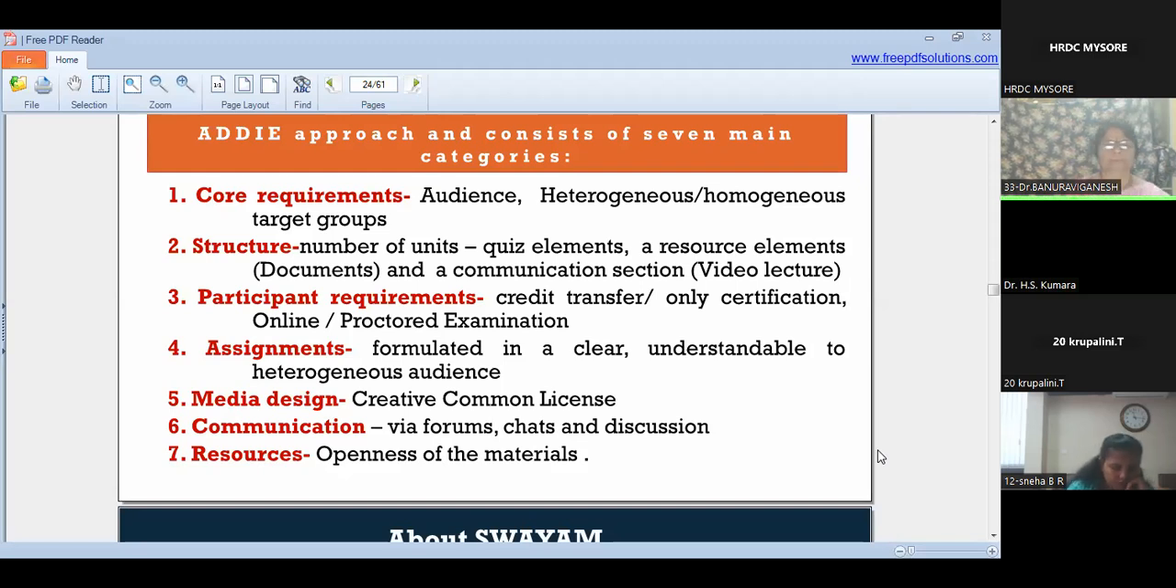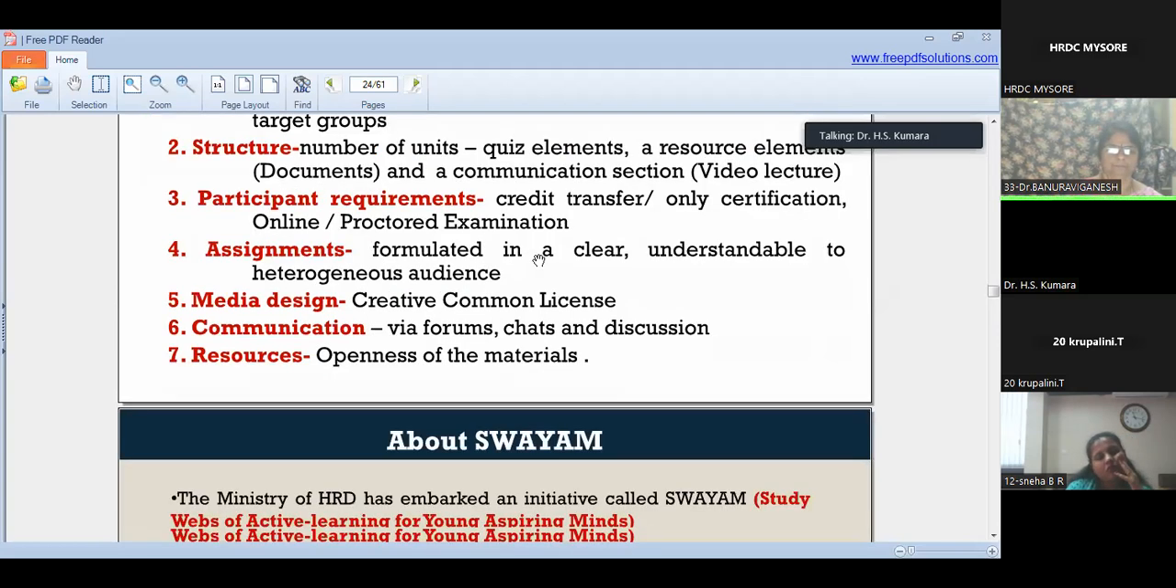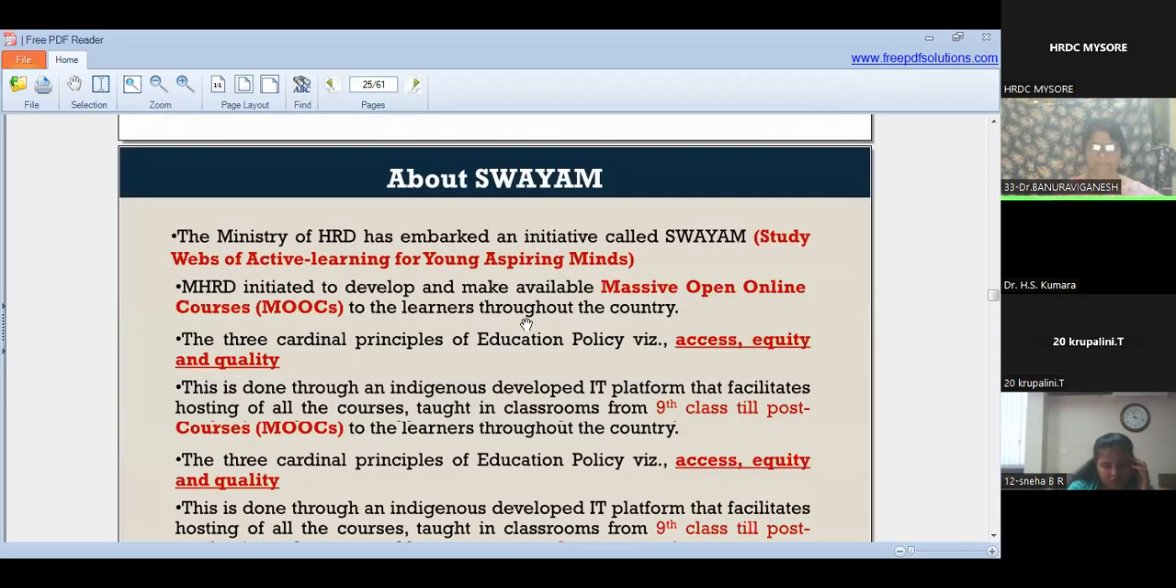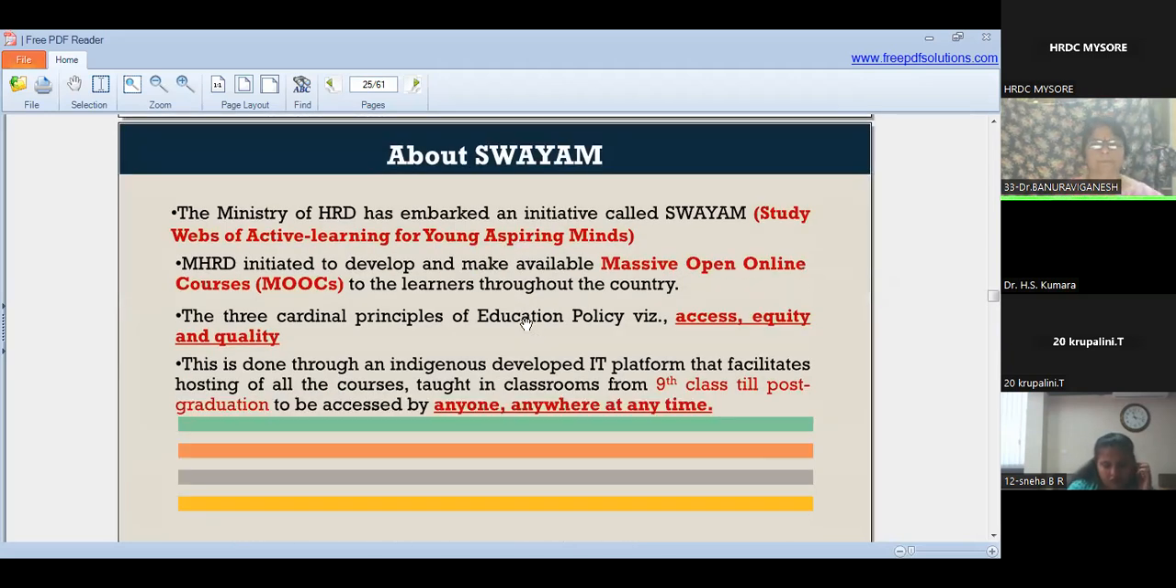Then media design, for which a Creative Commons license is available because it is already on the Swayam platform. Then communication: we have many discussion forums, chats and other components. Then resources and openness of the material. This is something to be decided as a teacher, and we need to stick to this approach when developing MOOC courses. Further, we will discuss Swayam, because you are all familiar with the full form of Swayam: Study Webs of Active Learning for Young Aspiring Minds.